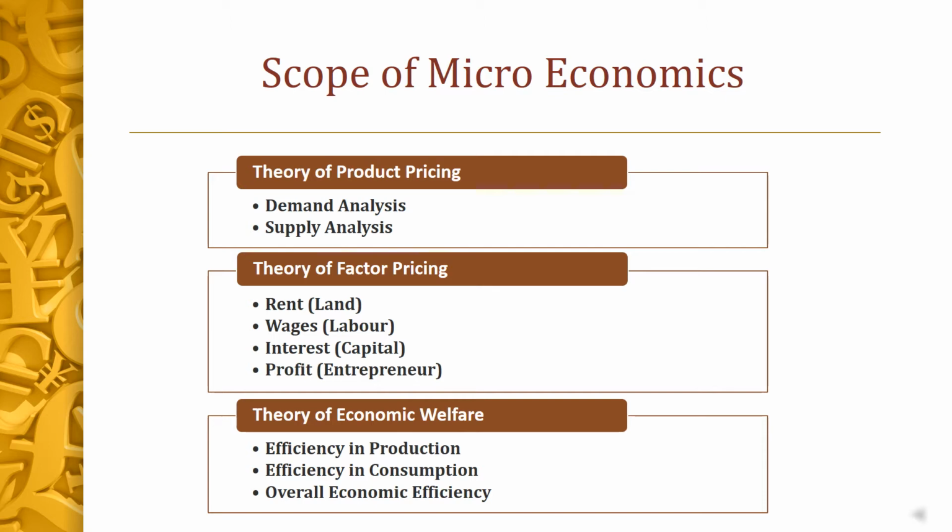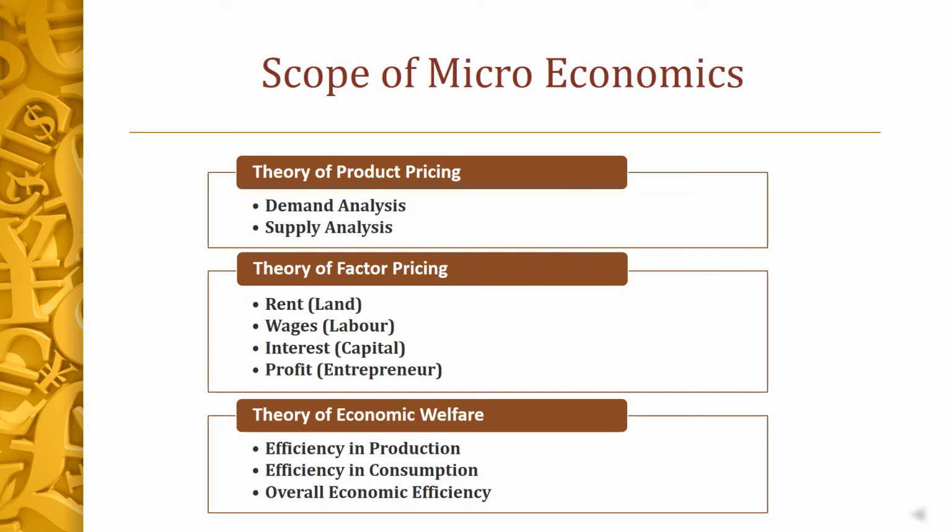Theory of economic welfare. Microeconomics helps us to study efficiency in production. What do you mean by efficiency in production? That means proper allocation of resources. The right product should be made available at the right time, at the right place, to the right person at the right price. When all the resources which are available are used optimally and optimization is achieved, there will be efficiency in production.